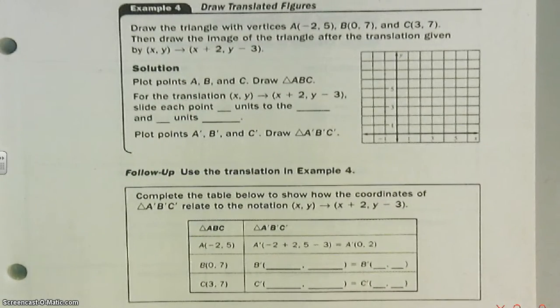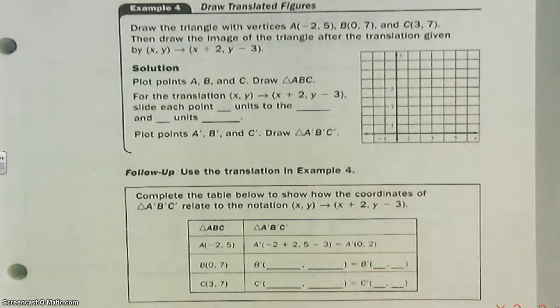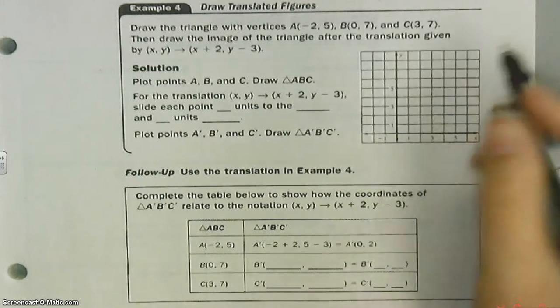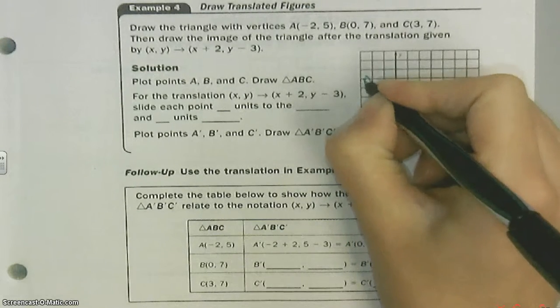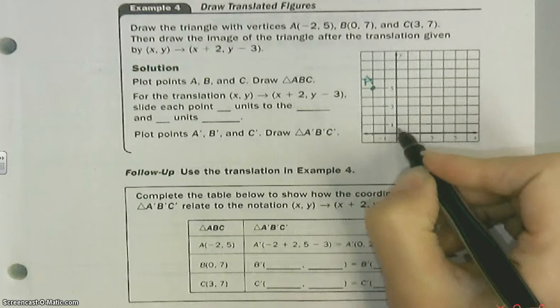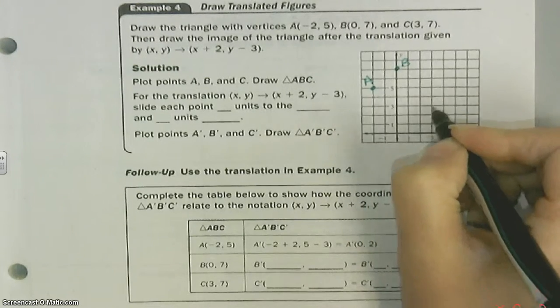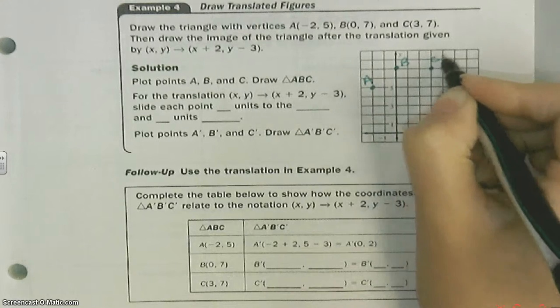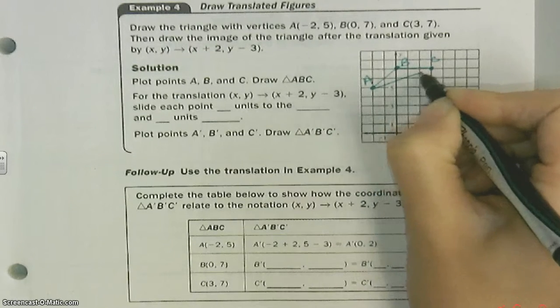Draw translated figures. All right, so we have to plot our triangle here. A is at negative 2, 5. B is at 0, 7. And C is at 3, 7. Now let's connect these. So here's our triangle.